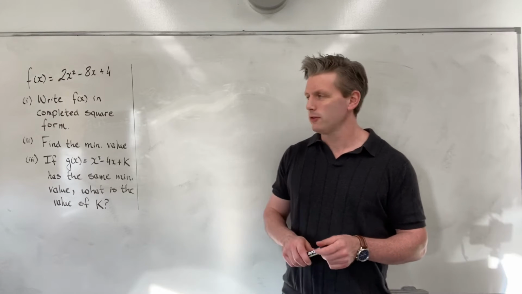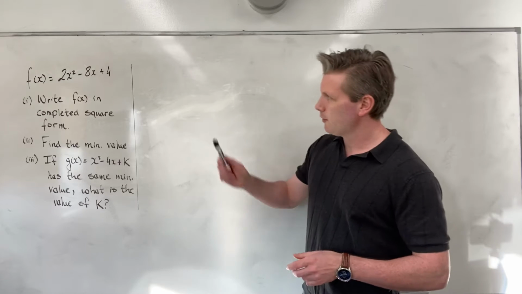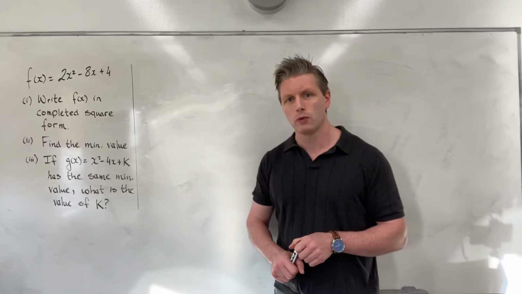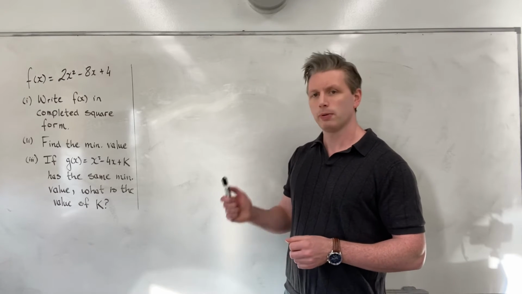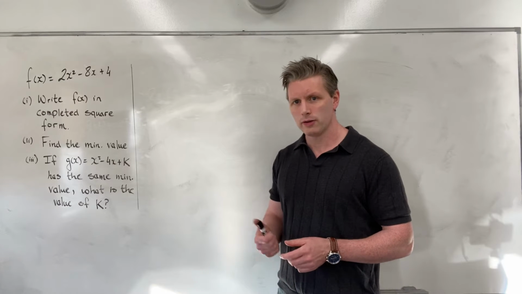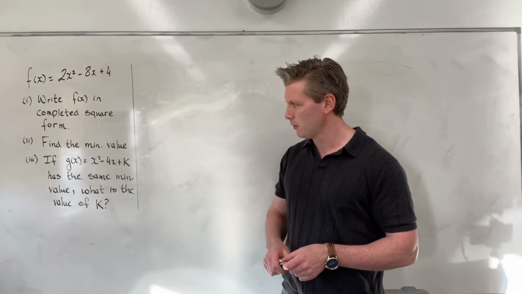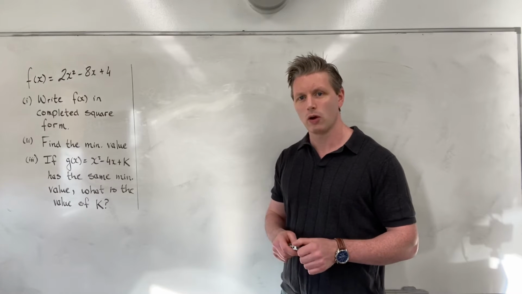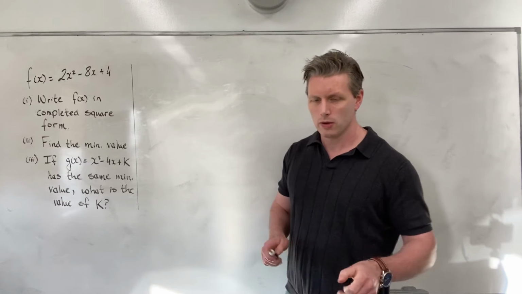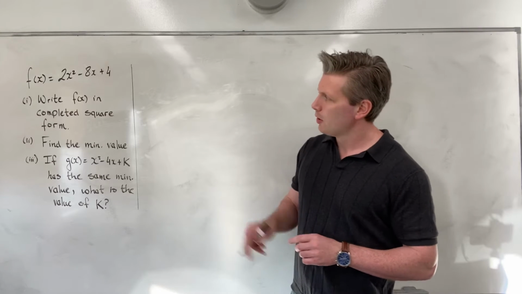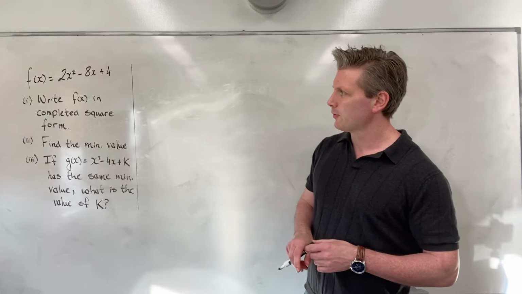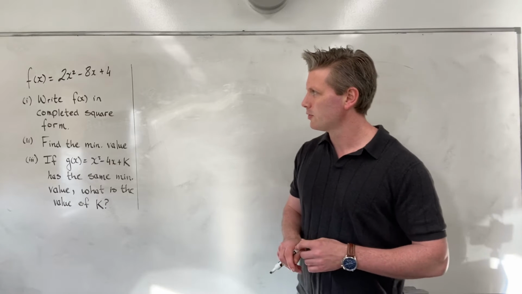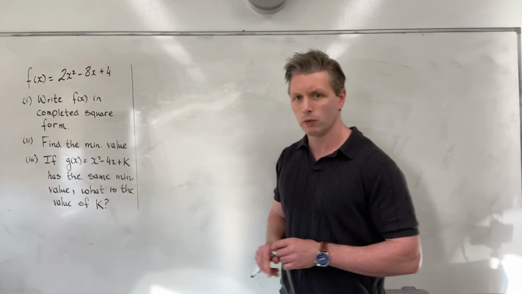So in this question, I'm given a function 2x squared minus 8x plus 4, and I'm asked to complete the square, find the vertex, the minimum value, and then I'm asked a question about a different function that also has that same vertex. So let's get to it. First thing we want to do is complete the square of the function f of x equals 2x squared minus 8x plus 4.